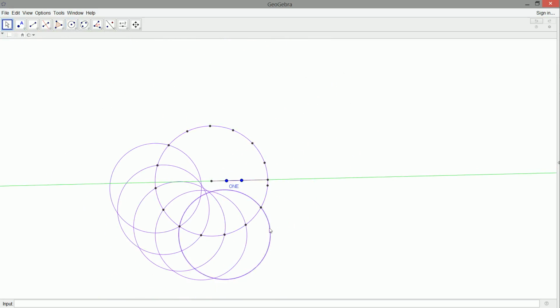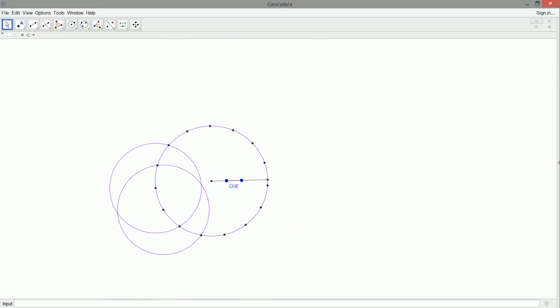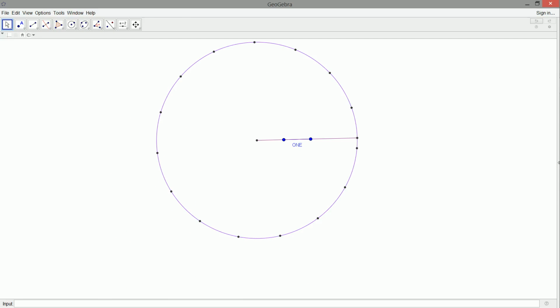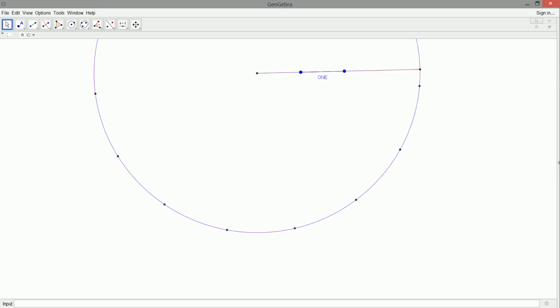So we'll clear up all this extra work. In fact, I probably could have gotten rid of those green lines a little earlier. So this will get us the 15-gon, but we don't want the 15-gon. We want the 30-gon. So what do we need to do? Well, we need to zoom in a little bit.